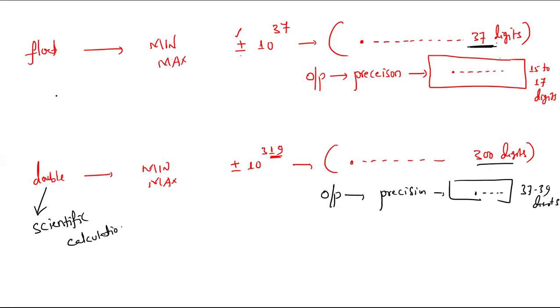Being a programmer, we use only float. We rarely use double. So this is the story of the float and double types. Any questions? Online guys, any questions here?